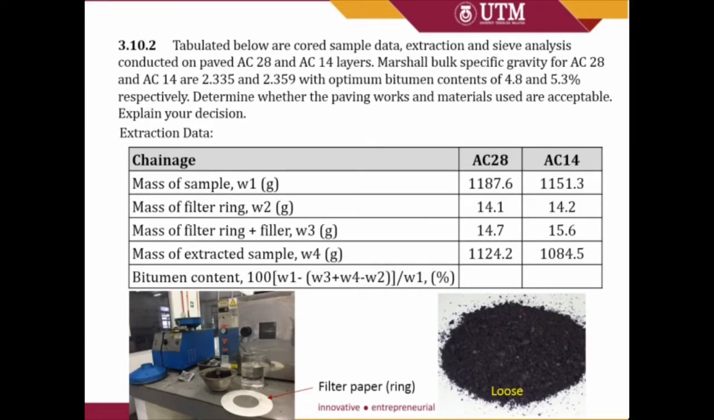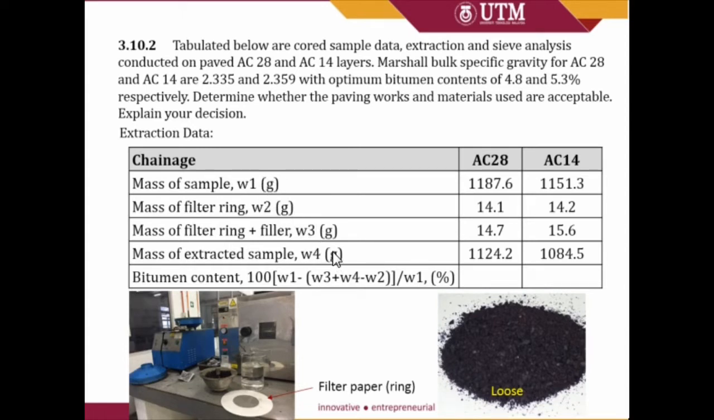Then here we have the data from extraction test, in order to determine the bitumen content, where the loose sample is mixed with chemical solvent and separated between the aggregate and bitumen. Then detailed measurements of the mass before and after extraction are taken for further calculation.